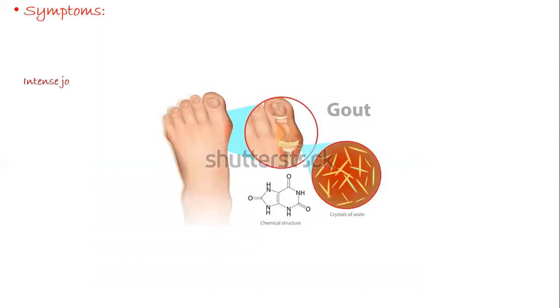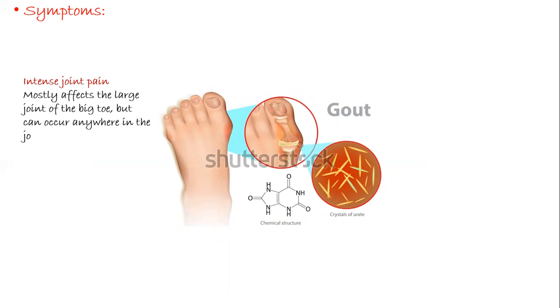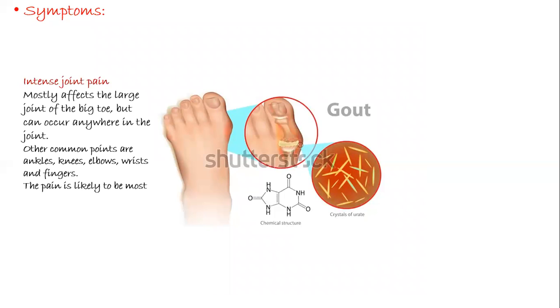Now we'll take a look at the symptoms of gout. There is intense joint pain. Mostly, gout affects the large joint of the big toe, but it can occur anywhere in the joints. Other common sites are your ankles, knees, elbows, wrist, and fingers. The pain is likely to be most severe within the first 4 to 12 hours after it begins.